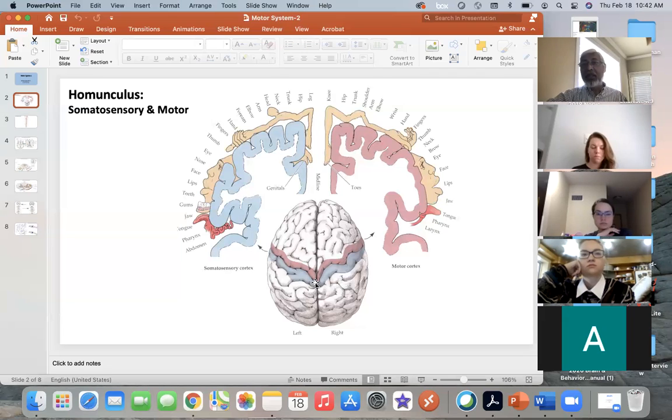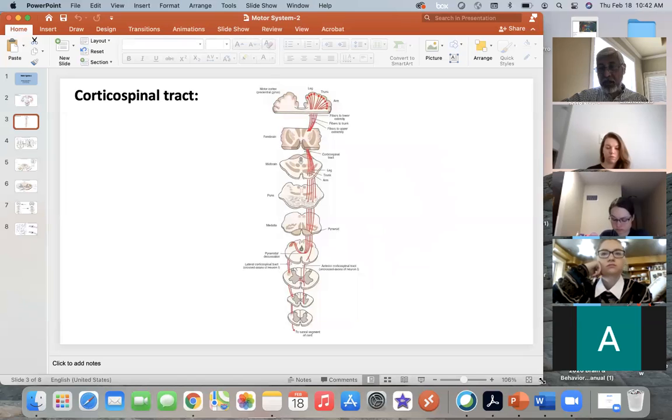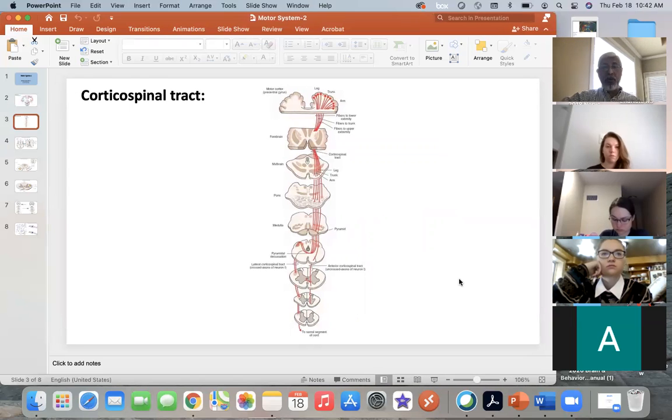Okay, so this is an important concept that we need to know. It's called homunculus. Now we get back to the corticospinal tract. Now I mentioned before that the corticospinal tract is the most important descending tract, right? It's the most important descending tract, so we need to know a little bit more about it.